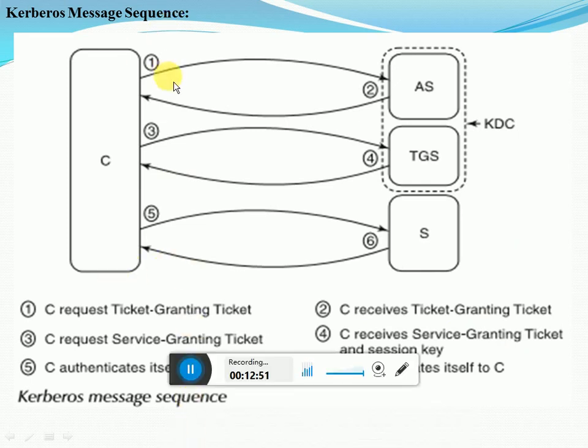Now to start with, C, the client, is requesting the authentication server. The moment it gets a reply from the authentication server, it is free to communicate with the TGS. So message 3 will be generated only after message 2 is completed. Then the client gets permission to deal with the TGS. Using message 3, it tries to access the TGS, which will reply back to the client. The moment it gets a reply from the ticket granting server, it gets permission to access the specified server. So we'll discuss these 6 messages in detail.